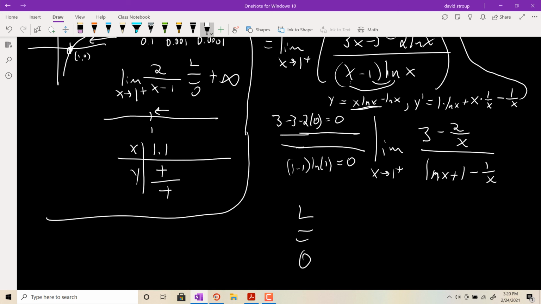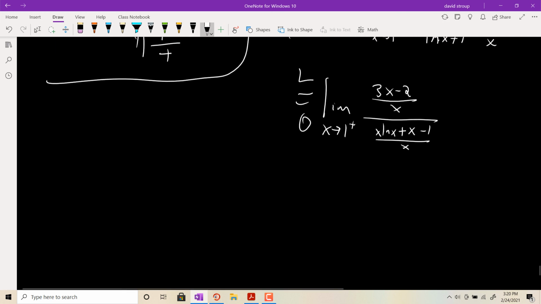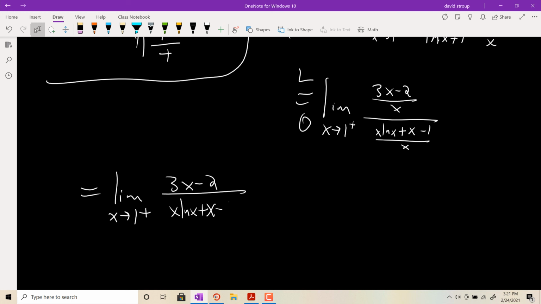If you get really worried about it, you can just find common denominators and get rid of the fractions. So maybe we should do that. I have 3x minus 2 all over x, all over x ln x plus x minus 1 all over x. So that will equal the limit as x goes to 1 from the right of 3x minus 2 all over x ln x plus x minus 1. I just multiply top and bottom by x.